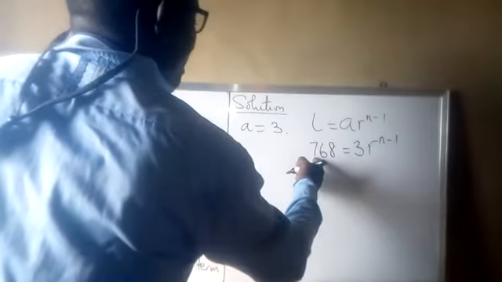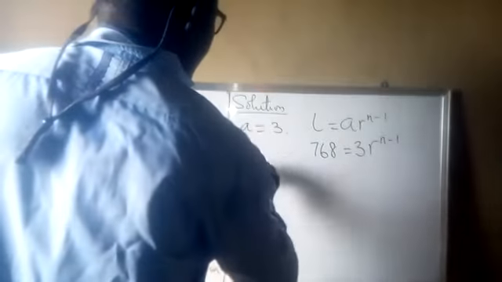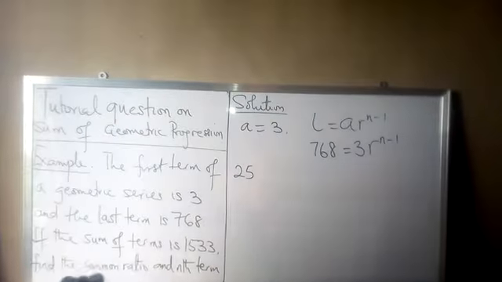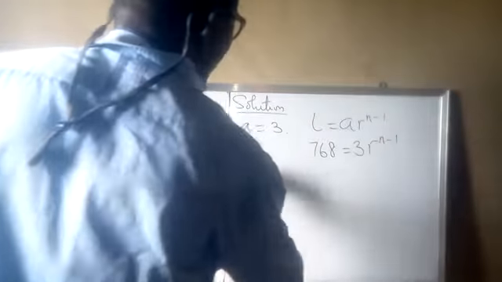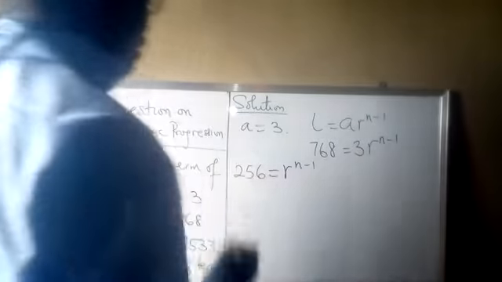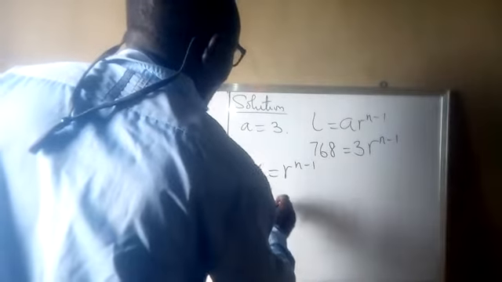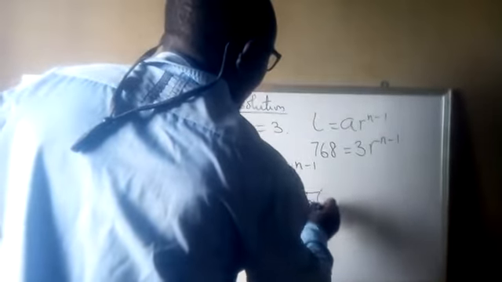3 in 7, that's 2, remaining 1. In 16, that's 5, remaining 1. In 18, that's 6. So we have 256 equal to r raised to power n minus 1. So we can write this as r raised to power n minus 1 is equal to 256. Let's call that equation 1.